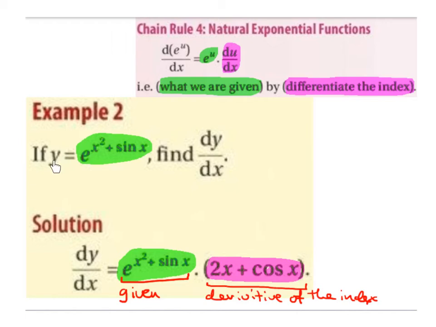Example, if y equals e to the power of x squared plus sine x, find dy dx. So what we're given is e to the power of x squared plus sine x, so we just write that down, multiplied by, so we have a dot for multiply, the derivative of the index. So the derivative of x squared is 2x, the derivative of plus sine x is plus cos x, and this is our answer. So this is what we're given, and this is the derivative of the index.